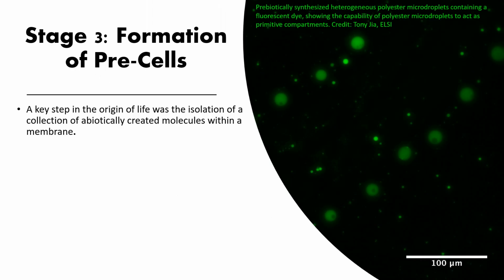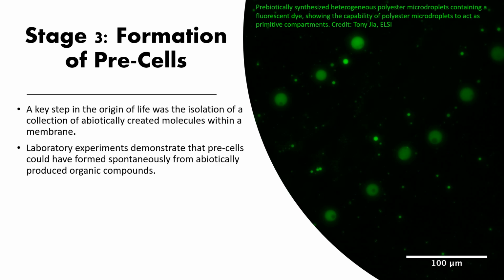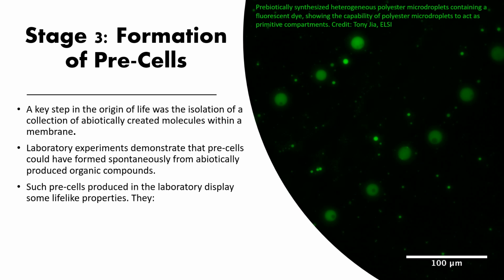The next major step is the formation of pre-cells. We know that the smallest unit of life that we see today is a cell. So how do we get that actual cell? There has to be a way for there to be isolation of a collection of abiotically created molecules within a membrane. Laboratories have actually done experiments that have created pre-cells, and they have formed spontaneously with those abiotically produced organic compounds.